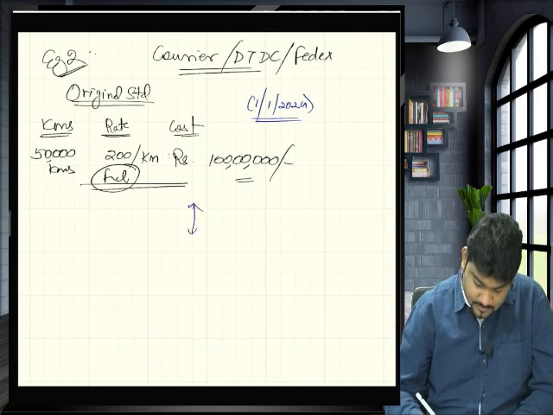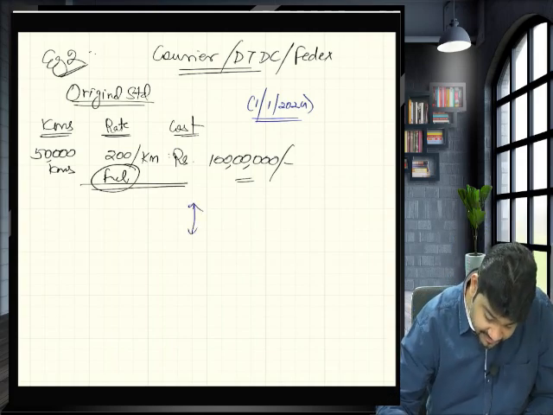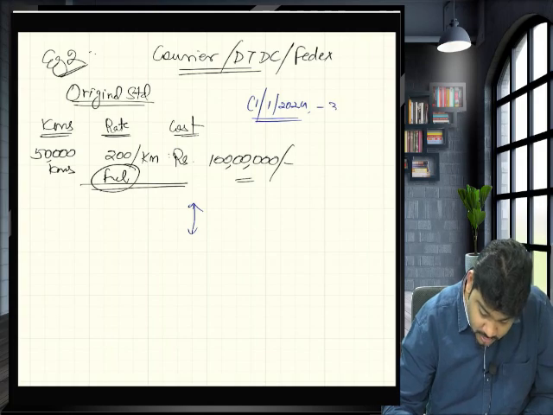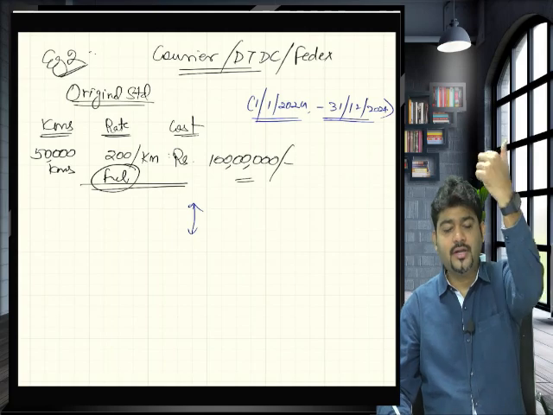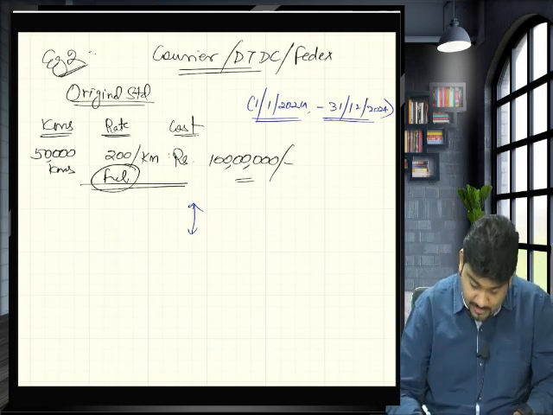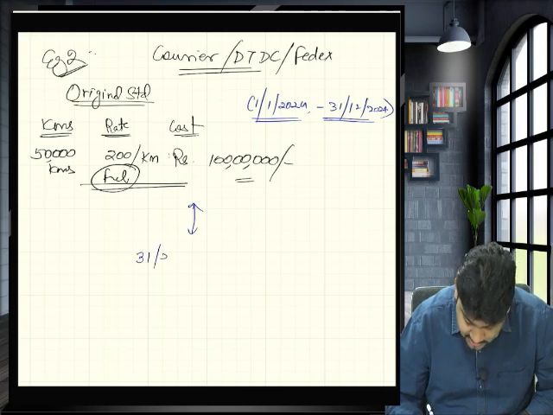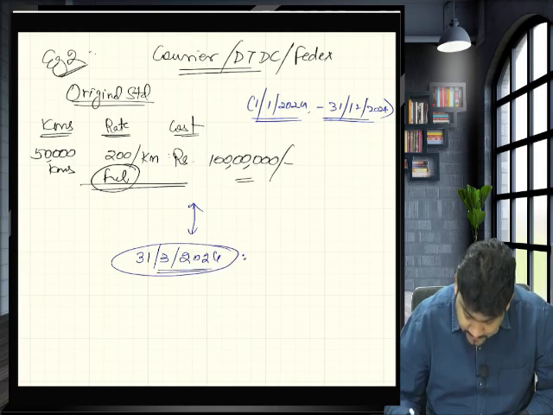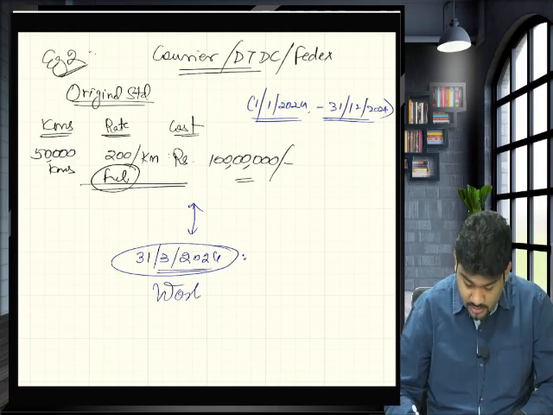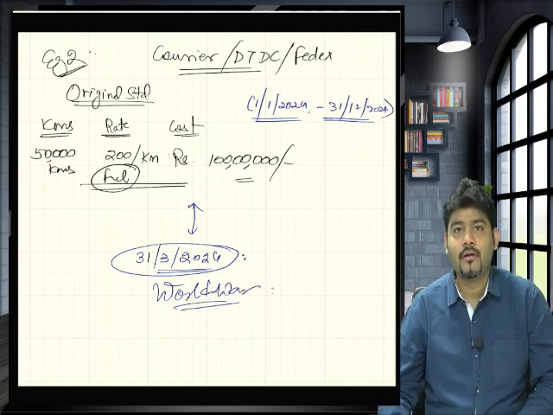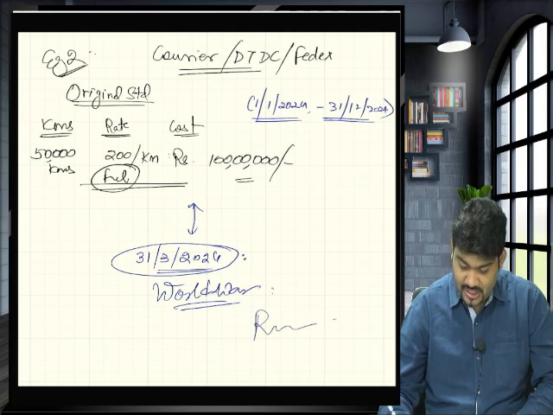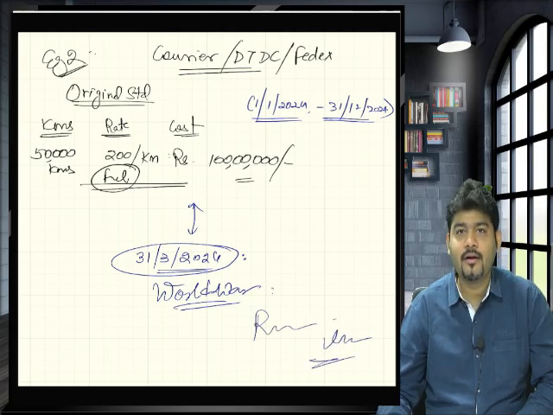This we decided from 1st Jan 2024 to 31st of December 2024. This decision was taken for the whole year. Standards were made. Now, on 31st of March 2024, there was a world war. There was a world war between Russia and Ukraine.